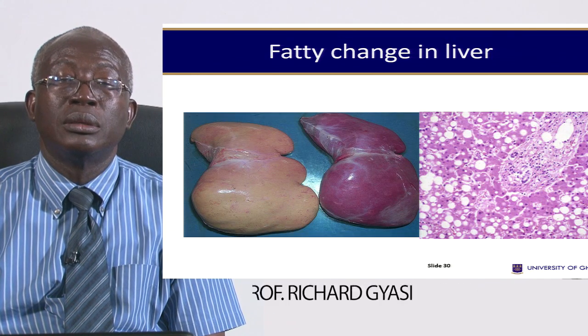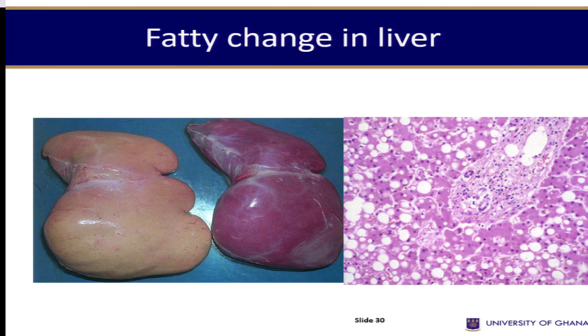And you can see from this picture the liver, one of which is showing fatty change, the one on the left, and then the normal liver by its side. Under the microscope, you see vacuoles in the cell, empty spaces within the cell.